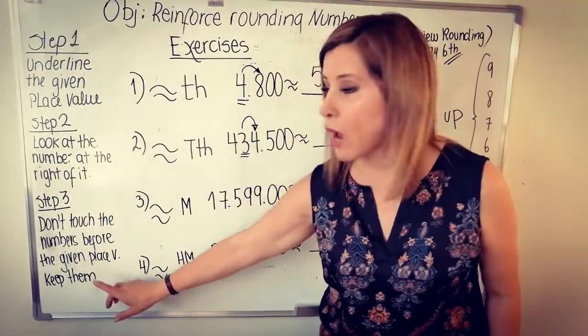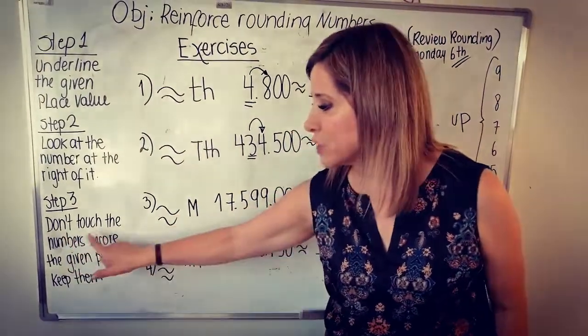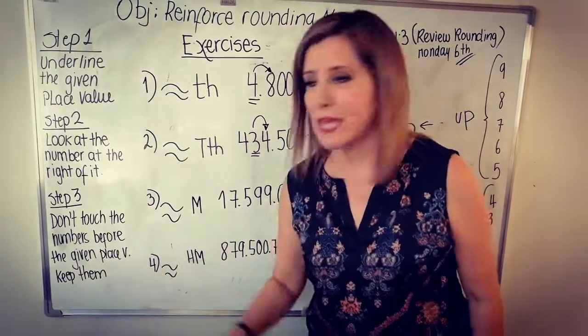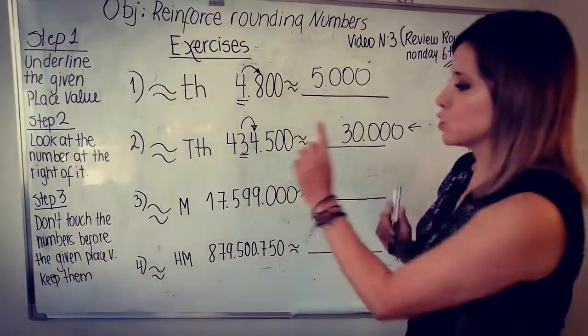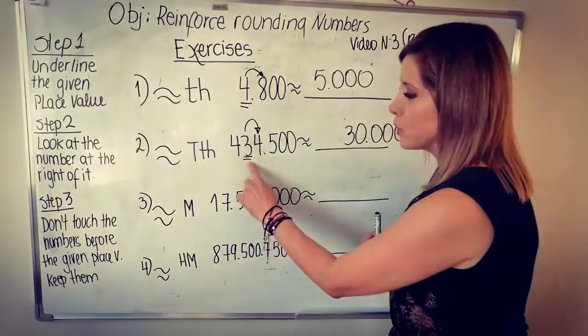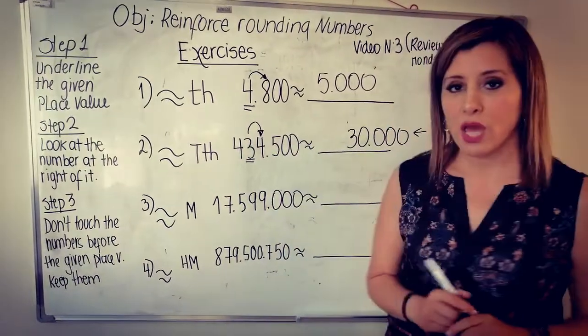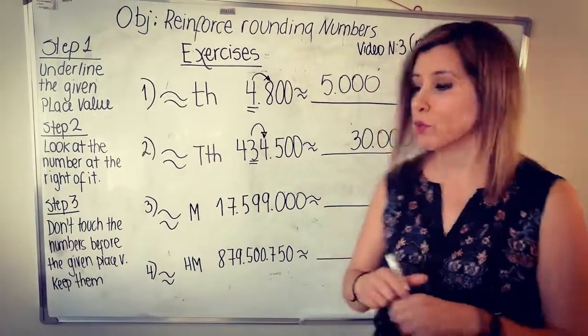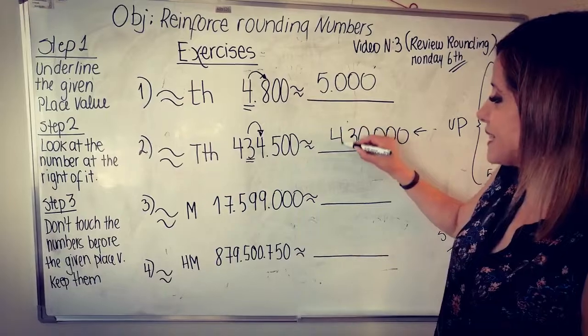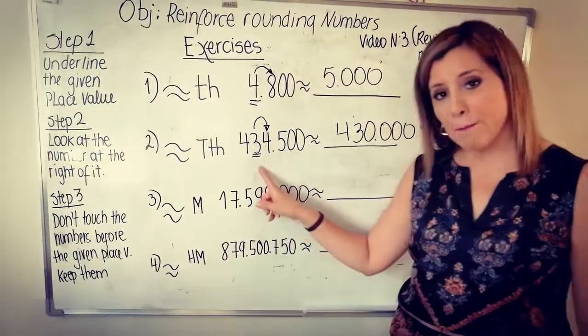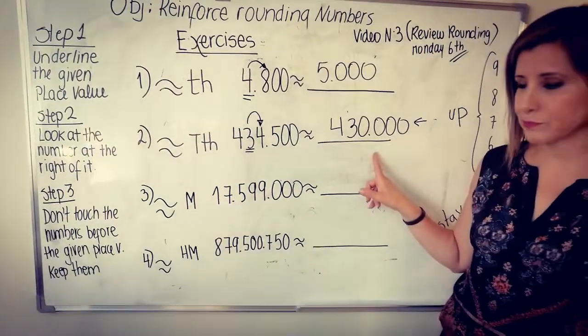So here comes rule number 3. Don't touch the numbers before the given place value. Keep them. So here is the place value. We don't have to touch the number that is before. We have to keep it. So in this case, the rounding of this number is this.